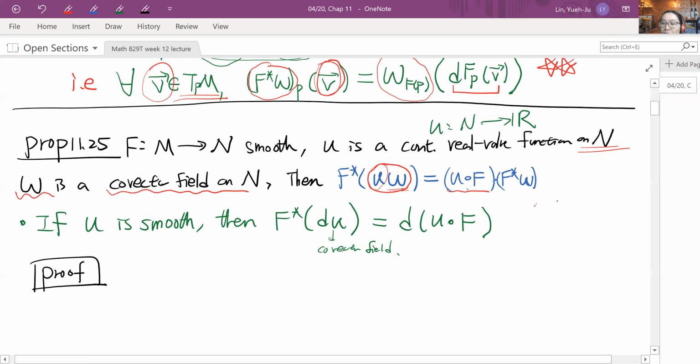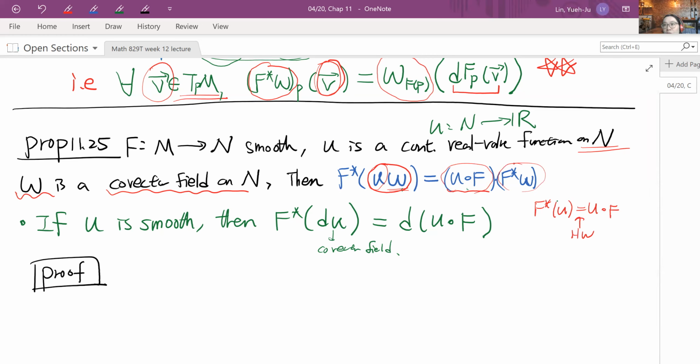In Homework 3, we have this pullback of some function, where you pull back a u by another smooth function, and this is essentially composed with f. This is what we saw in the homework. So in some sense, you have a pullback of this function times the pullback of the covector field. So it's actually not hard to memorize at all.